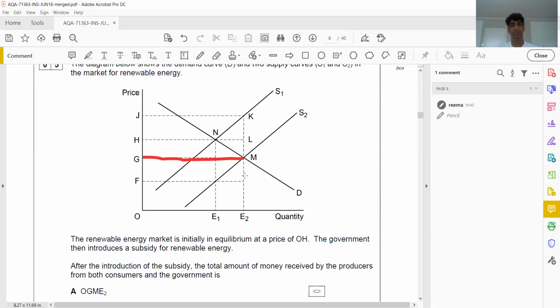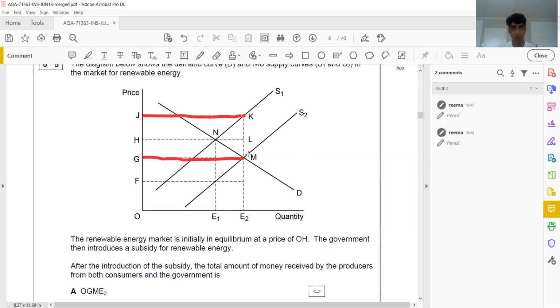But then you have to ask yourself, at E2 quantity, which is our new equilibrium, what would the price have been if I wanted to supply E2 units at the original supply curve, the supply curve before the subsidy? Well, if I wanted to supply E2 solar panels, I would have had to charge a price of J in order to get that done, as you can see here.